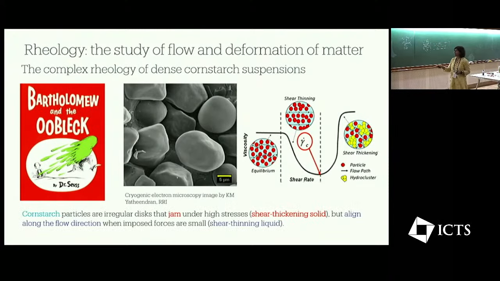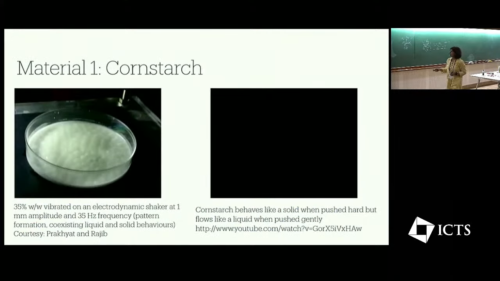This is what is called shear thinning, and this is what is called shear thickening. Now this is something that was done in our lab many years ago by my students Prakhyat and Rajiv, who all have permanent positions all over the place. So I've been around for a really long time. When we first thought we'd work on cornstarch, this is a Petri dish filled with a sample just like this, and we wanted to give it some external drive.